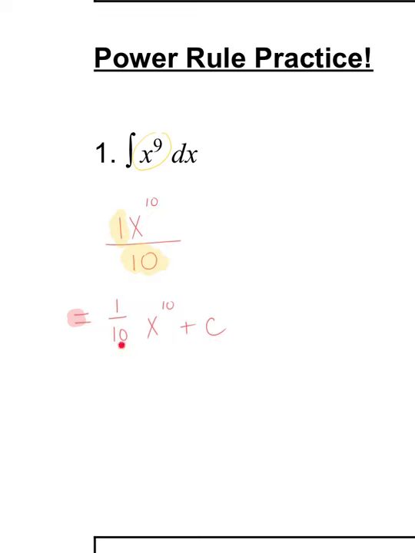10 times 1/10 gives us a 1 out front. 10 minus 1 gives us 9. So you use the power rule for antiderivatives to take the antiderivative to get from here to here, and then to check this work, you use the power rule for derivatives. It's a lot to keep straight in your head, going back and forth between both power rules. All right, let's go to the second example.